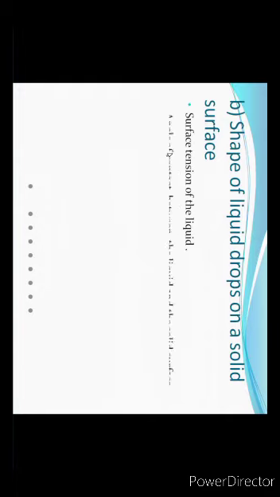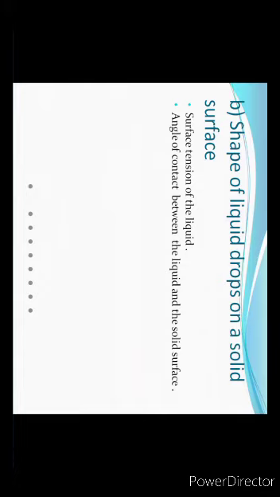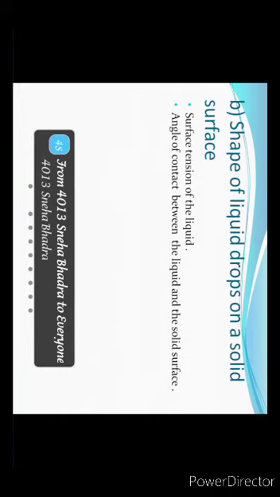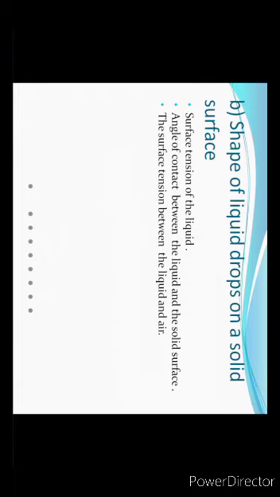There are three main reasons for this. Of course, 4 reasons are there. One is surface tension of the liquid. Second, angle of contact between liquid and solid surface. Third, surface tension between liquid and air. Then surface tension between solid and air.